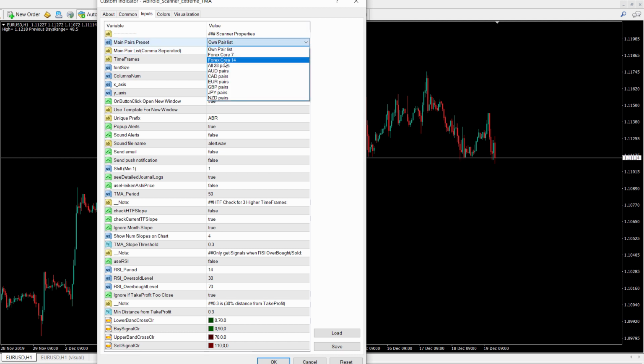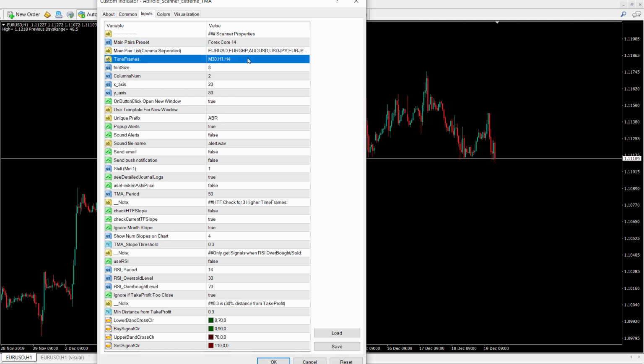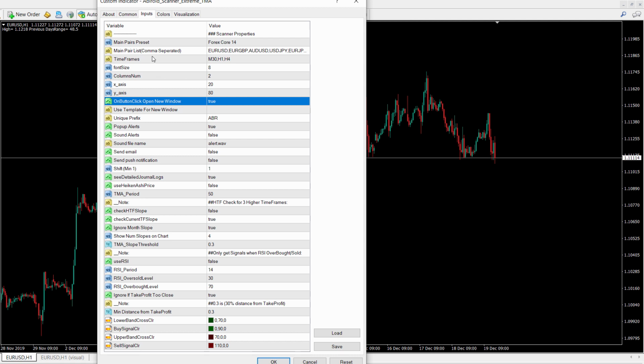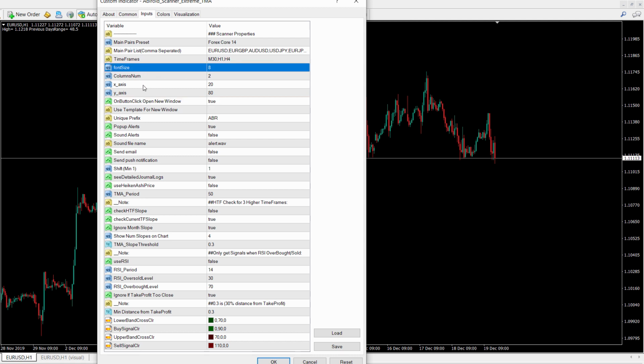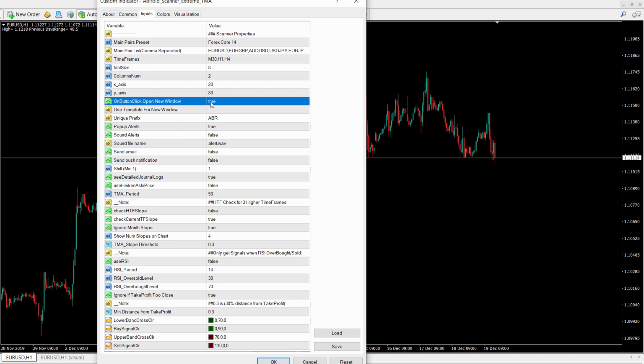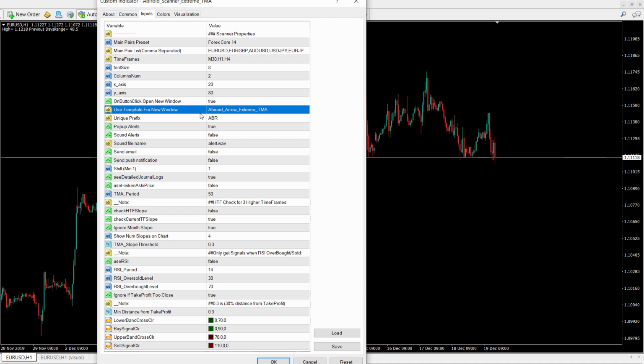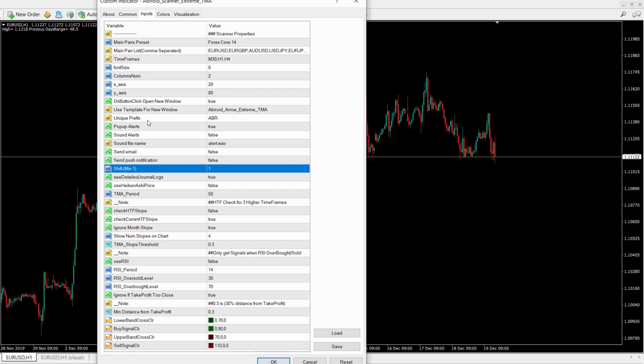So for now, let me just go with Forex Core 14, and right here you can select the time frames for the dashboard, the dashboard font size, and positioning the dashboard. On button click, if you click on any button in the dashboard, it will open up that chart in a new window. And I already have a template that is based on my arrows indicator. You can have a prefix, and all of these are the notification settings. And right here, this is the bar for which you want to get the pop-ups.